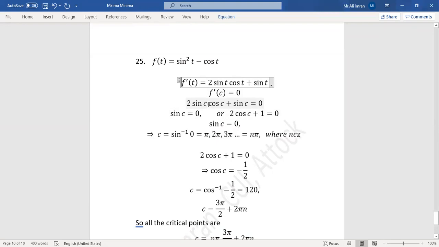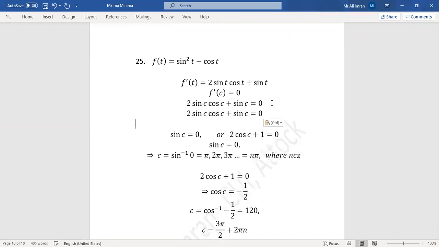If we take sine c common, I would like to do another step so that you can understand in a better way. Taking sine of c common, sine of c times 2 cos of c plus 1 is equal to 0. If the product of two functions is equal to 0, it means that the first function is 0 or the second. Sine of c is equal to 0 or 2 cos of c plus 1 is equal to 0.